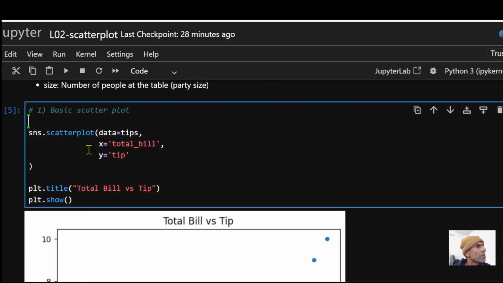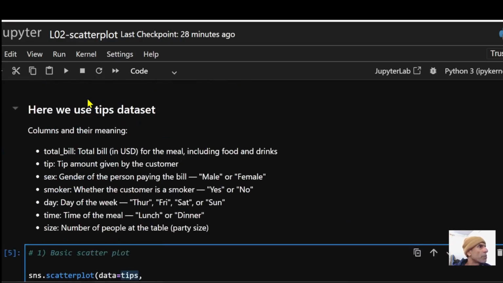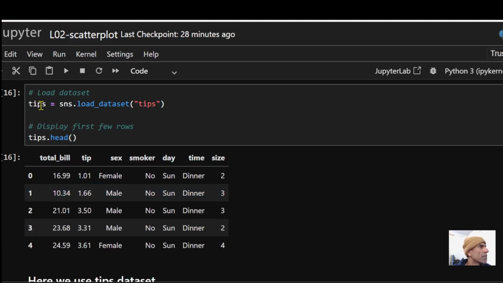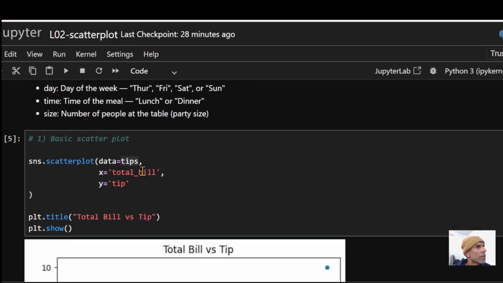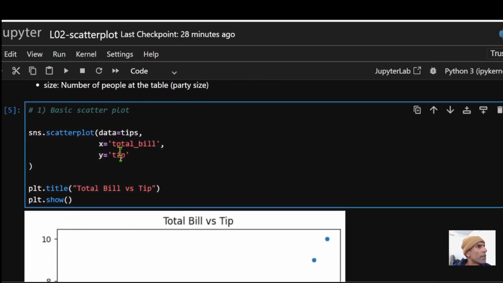So coming down here, let's start with a basic scatter plot. In this case, I'm specifying my data equal to tips. That would be this dataset right here, tips. This, by the way, comes with the Seaborn library, so this is pretty good. You don't have to download it from the internet. So my x-axis is going to be total bill, and my y-axis is going to be tip, like how much tip was given.